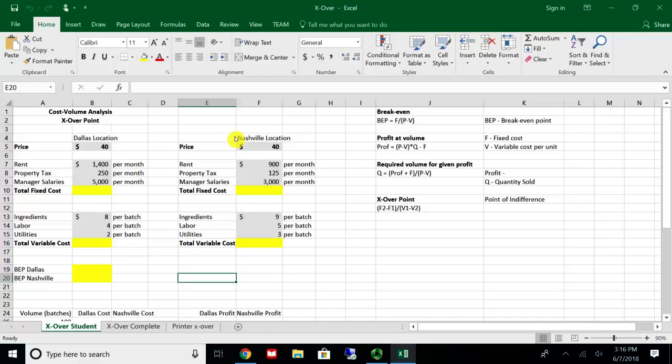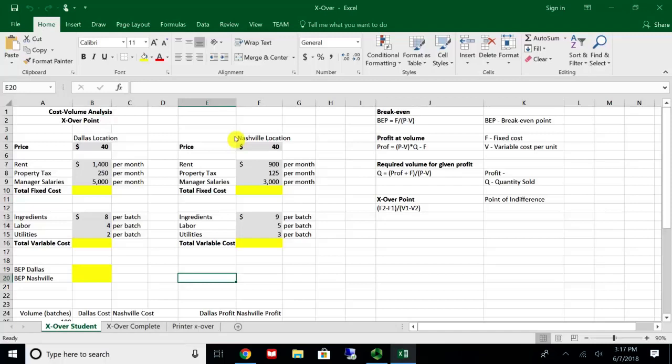Sometimes you'll hear this referred to as a make-buy decision. So if you were deciding whether you were going to make something or buy it from somebody, you'd use the same type of analysis. Sometimes we'll do this when we're looking at two different suppliers. So we could buy from supplier A or supplier B, trying to decide which one is better based on the volume.